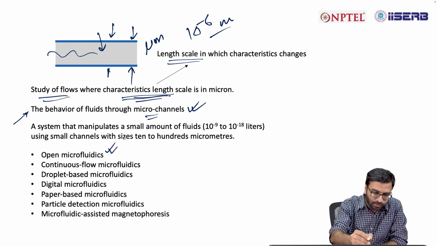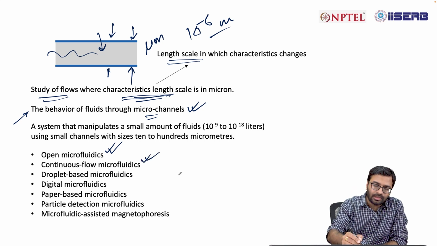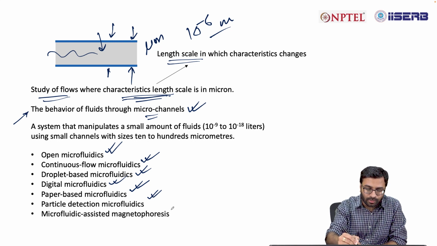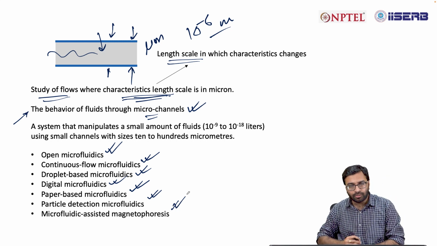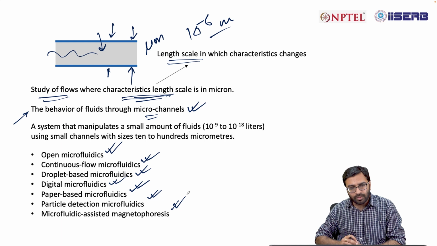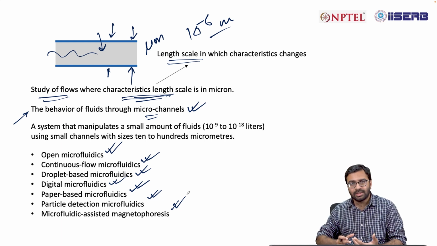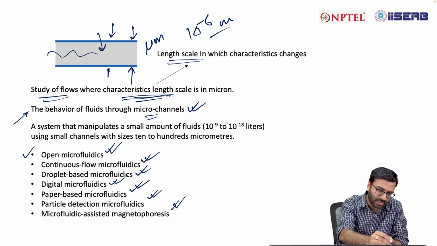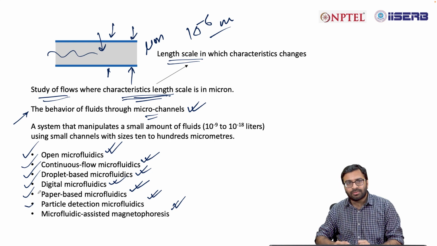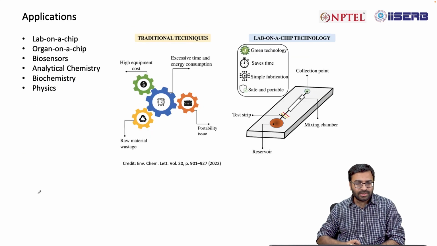Now, microfluidics itself is divided into various categories. It can be open microfluidics, continuous flow microfluidics, droplet based microfluidics, digital microfluidics, paper microfluidics, particle detection microfluidics, or microfluidic assisted magnetophoresis. So there are several types of microfluidics and several types of considerations in a microfluidic discussion. When we use the same thing for sensing applications, we'll try to find the different types of microfluidics that are usually used in sensing. In fact, all these types are used in sensing applications, but we will not discuss all of them. In this lecture, we'll try to understand in general how microfluidics can be used for sensing applications. Now, here are the applications.